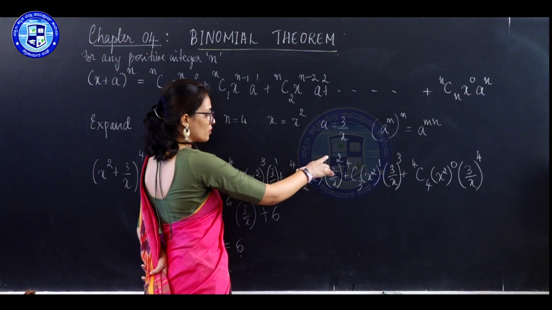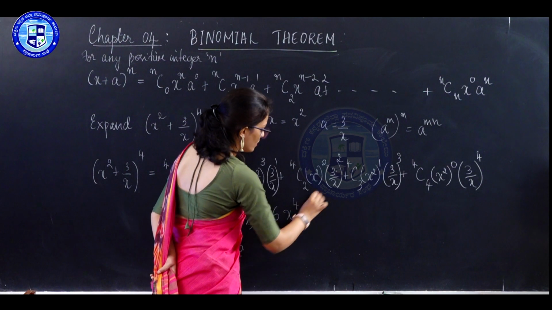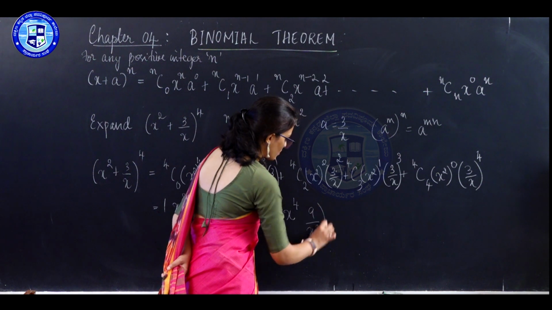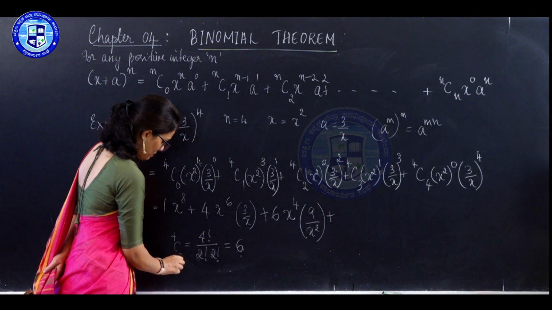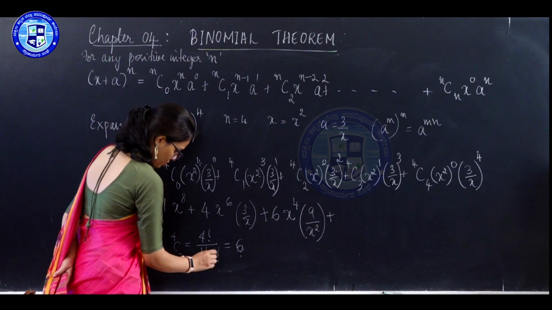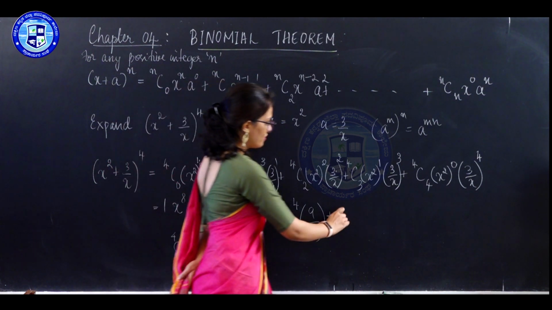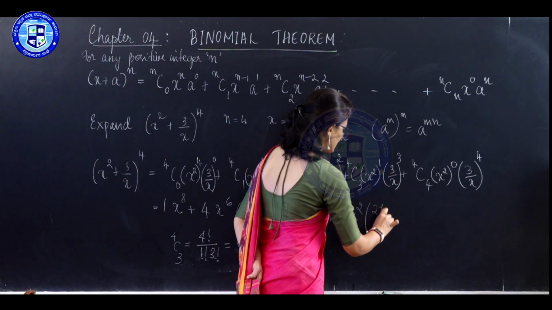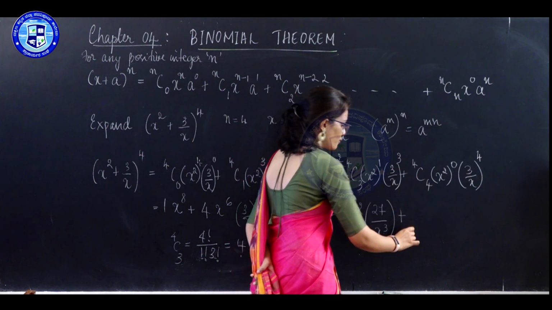x square to the power 4 is there. So 2 into 2 is 4. So x to the power 4. This will be equal to 3 square by x square, that is 9 divided by x square. Plus let us calculate 4C3. 4C3 will be equal to 4 factorial, (4 minus 3) is 1 factorial into 3 factorial, and the answer will be equal to 4. So we have 4 x square, this will be 3 cube, that is 27 divided by x cube. The last term 4C4 we know is equal to 1.